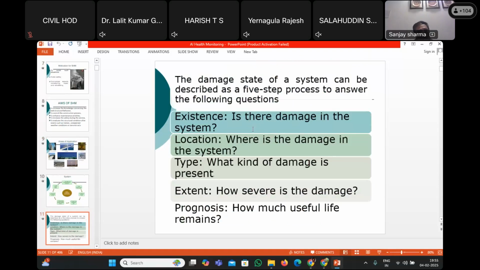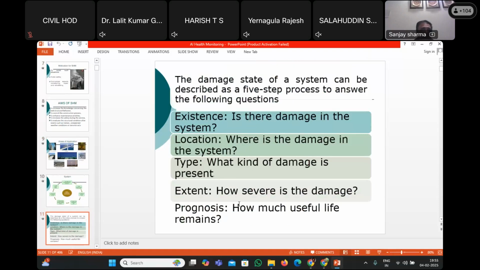So damage can be existing damage in the existing system. We want to know its location, where damage is happening, what kind of damage is present, then the extent, how severe the damage is, and then the prognosis, how much useful life remains once the damage has occurred.